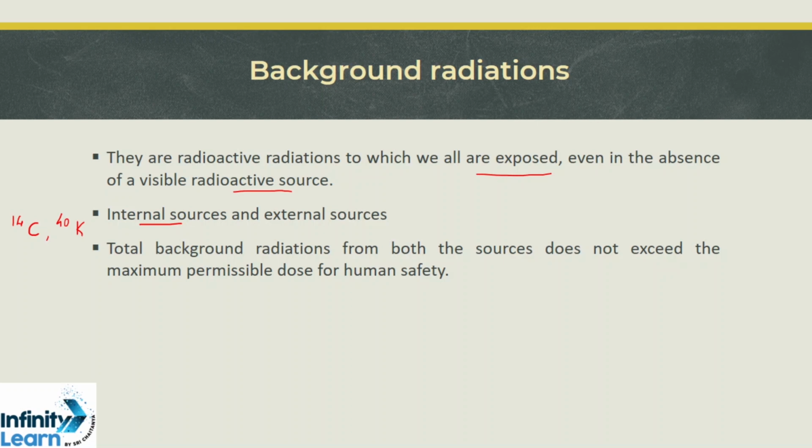Then we have external sources. External sources are like the cosmic rays that we already discussed, which enter the Earth's atmosphere. And then we have naturally occurring radioactive elements such as radon and other solar radiations. Now it is not possible to keep ourselves away from the background radiation, but the good thing is the total background radiation from both the internal and external sources does not exceed the maximum permissible dose for human safety, and therefore we need not worry about it.